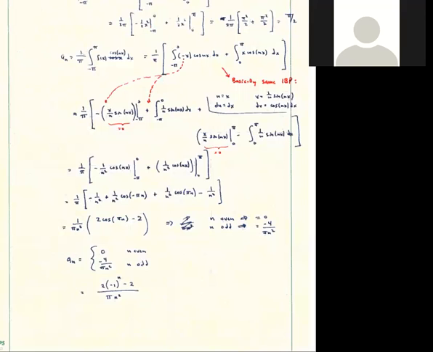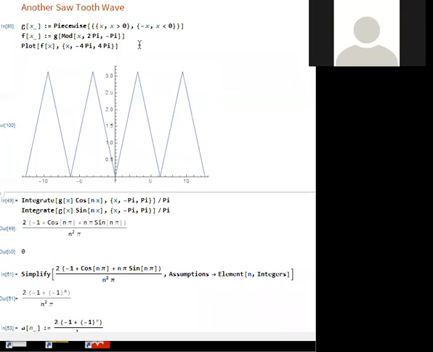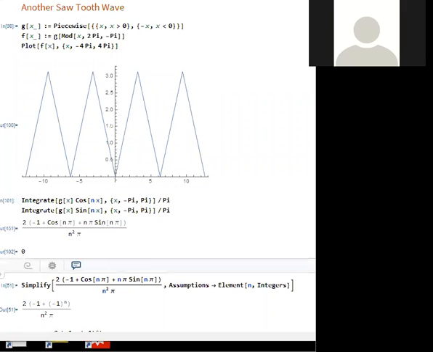And now let's just go see what it looks like. So here's our other sawtooth wave. I can redefine my function. Looks like Christmas trees from that point. And then I can integrate with Mathematica. And notice that the second one is all 0.